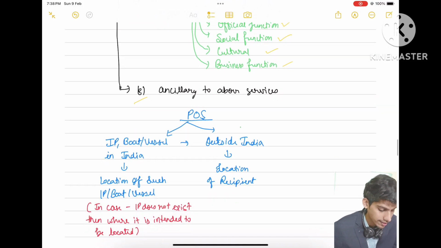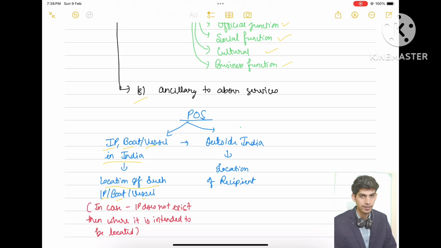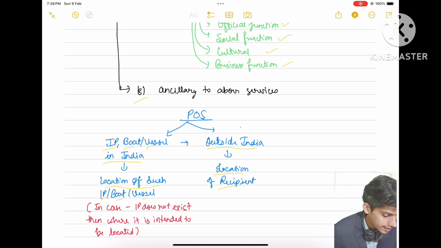So what does this section say? This section says, if the immovable property, boat or vessel is in India, then the place of supply will be the location of such immovable property, boat or vessel. Okay. And if it is outside India, then the location of the recipient. Simple.